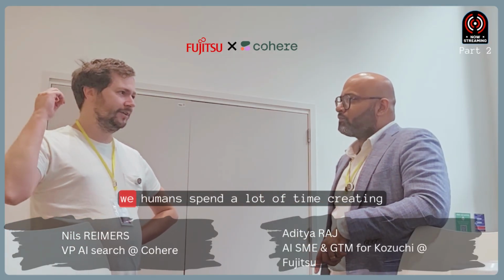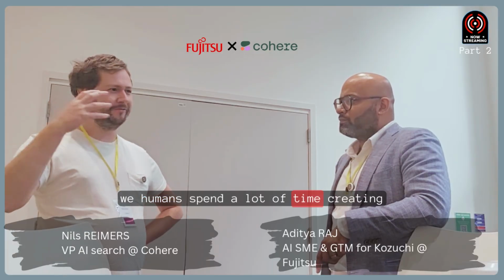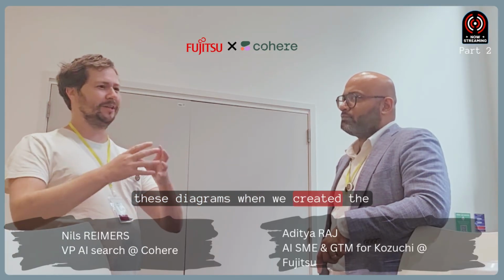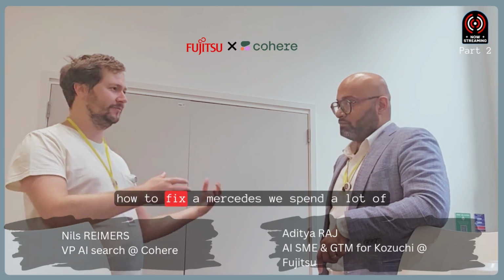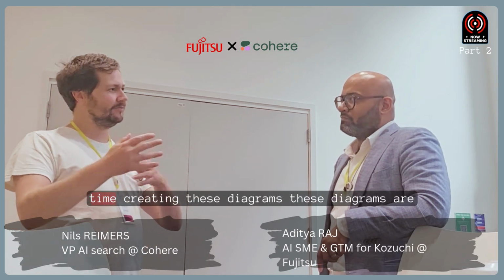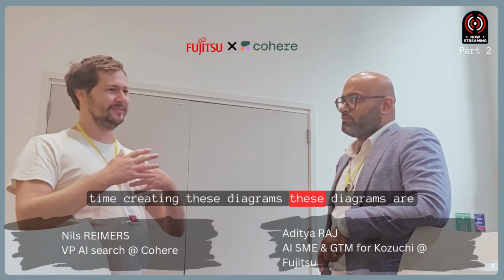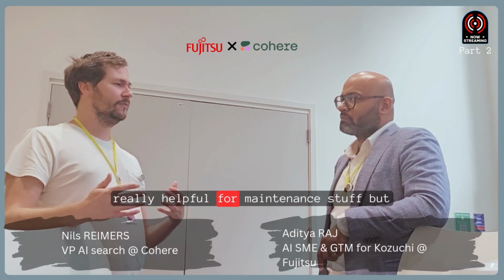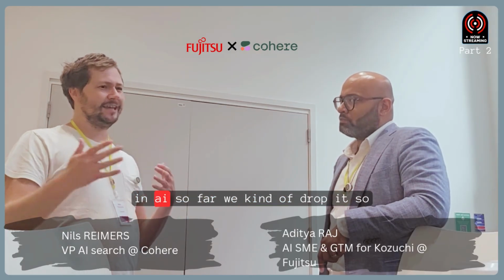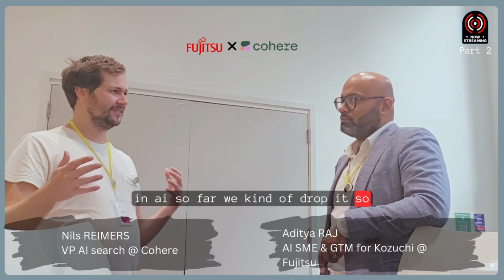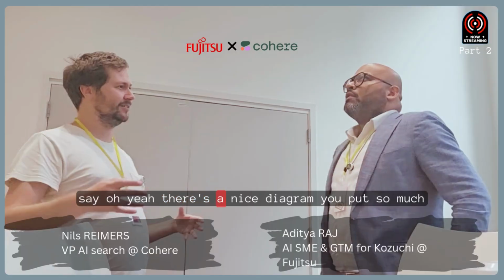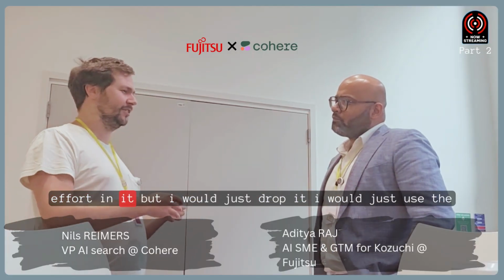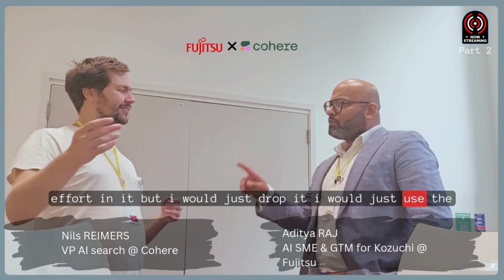Correct. I mean, we humans spend a lot of time creating these diagrams. When we created the PDF manual, how to fix a Boeing 747, how to fix a Mercedes, we spent a lot of time creating these diagrams. These diagrams are really helpful for maintenance. But in AI, so far, we kind of drop them. Very commonly, when we do PDF to text, we say, oh yeah, there's a nice diagram, you put so much effort into it, but I will just drop it. I will just use the description.